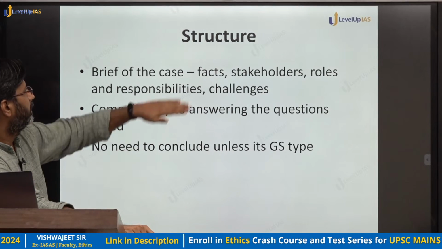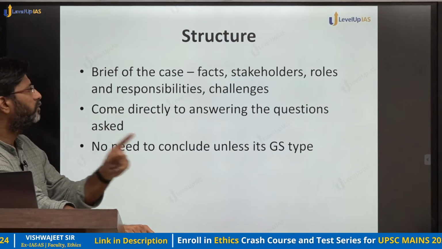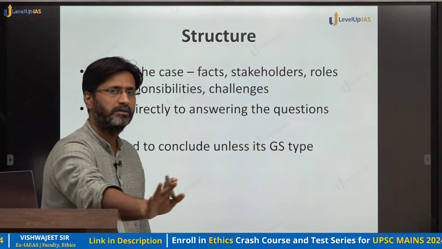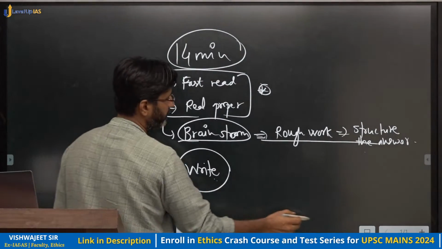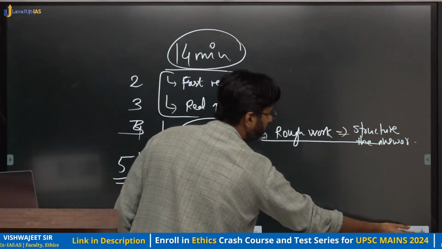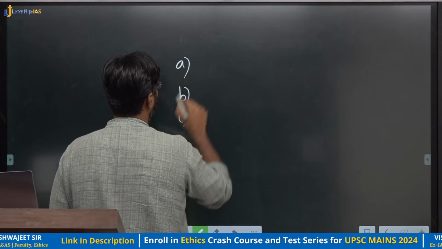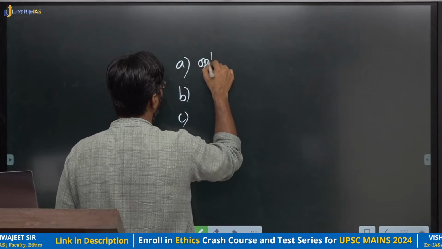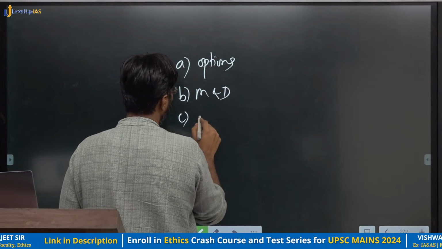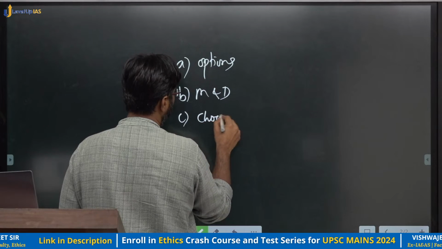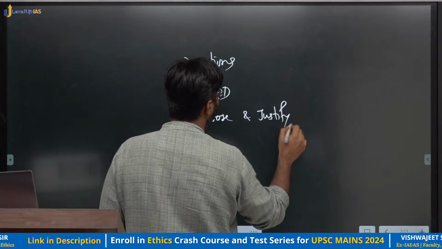After those basic things, come directly to what exactly the questions are. Normally, after the case study is over, there will be some 3 to 4 questions. You might have seen this. Most of the time they will ask what options you have, their merits and demerits, and to choose and justify. Normally, I am saying most of the questions, but not always.